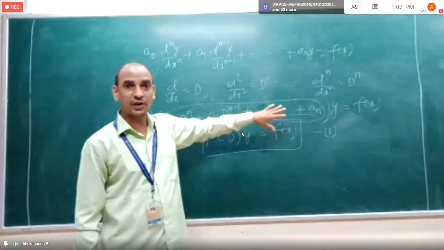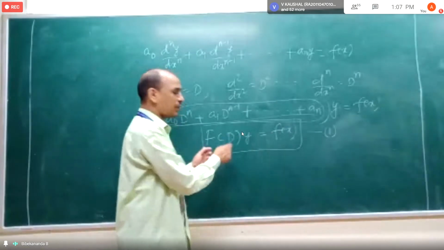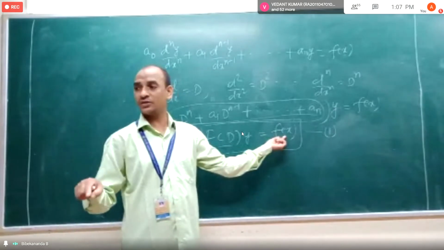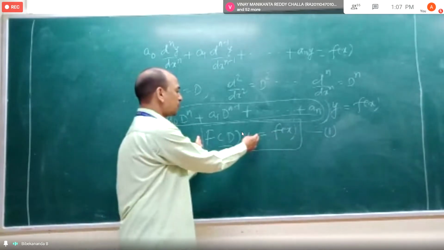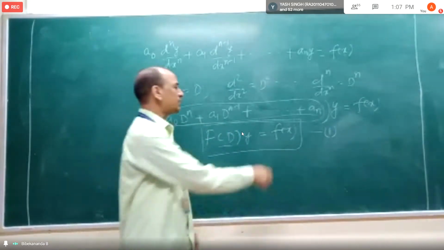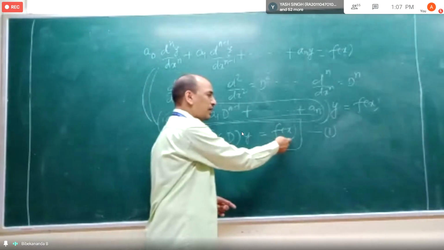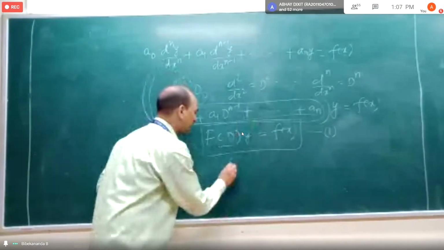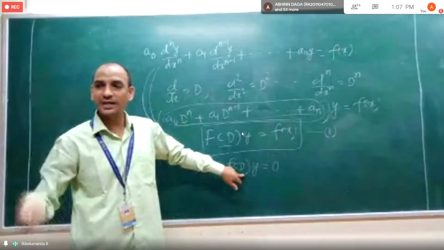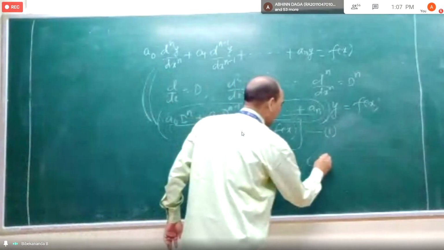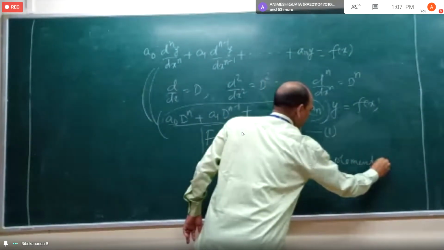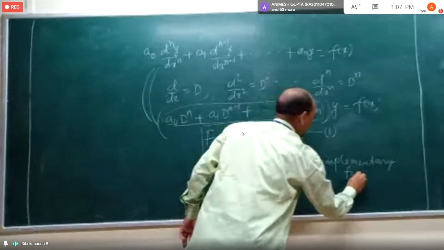For the homogeneous case, if we find the solution of this part, then our job will be over. But if f of x is non-zero, non-homogeneous, then we first find the solution for this part by taking f of x equal to 0, that is, f of d equal to 0. From this I will get one solution, and that solution is nothing but the complementary function.